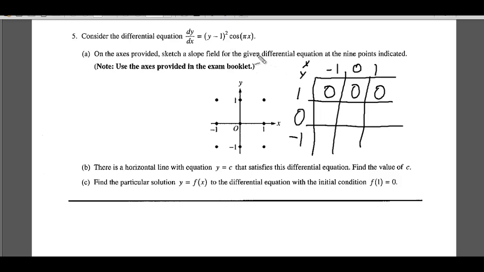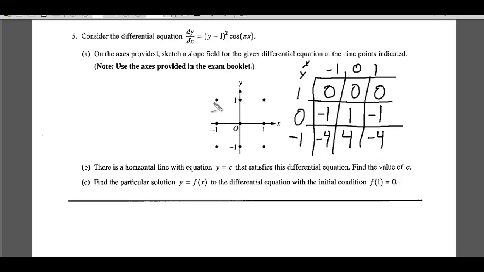That's nice. If x is 0, what is cosine of 0? Cosine of 0 is 1. So plugging in 0 for y, we get -1 squared is 1. Plugging in -1 for y, we get -2 squared is 4. When x is -1, cosine of negative pi is -1, so we just take the negative of that. So we have -1 and -4. Cosine of positive pi is the same thing, so we have -1 and -4.